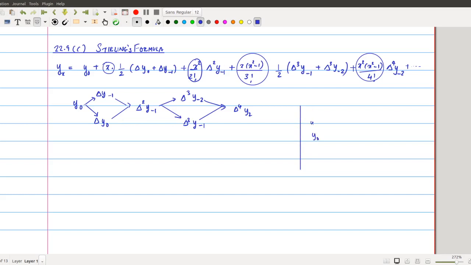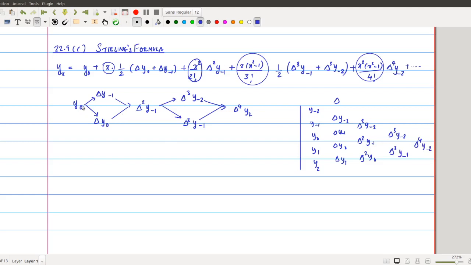Suppose this is y naught, here y minus 1, y minus 2, y1, y2, etc. Then in the second column we have delta y minus 2. This is delta y minus 1, delta y naught, delta y1. Okay, then this will be delta square y minus 2. This is delta square y1, delta square y minus 1. This is delta square y minus 1. This is delta square y naught. From this you can get delta cube y minus 2. This is delta cube y minus 1, and finally we have delta raised to 4 y minus 2. So this is the table.